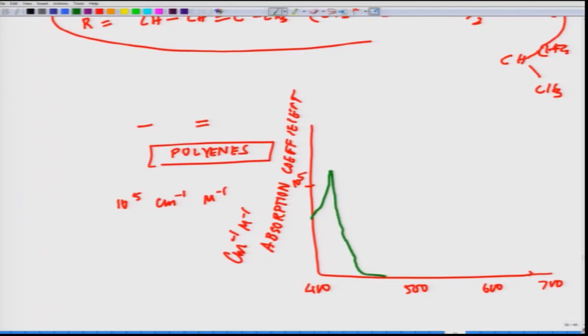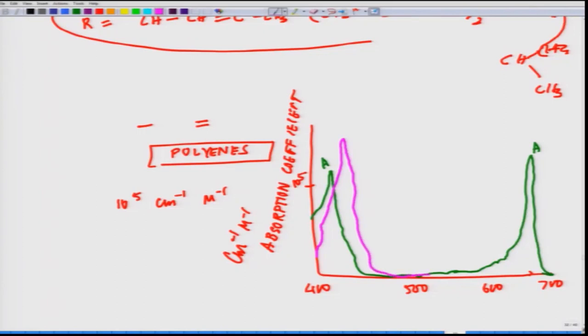400, then it falls down. This is a very unique kind of thing, and then it reaches 400. This is for chlorophyll A, the green color. And for chlorophyll B, it is slightly different. So, the chlorophyll B spectrum, and what the significance is will come later, is something like this. Again, it follows the same pattern. This is chlorophyll B.